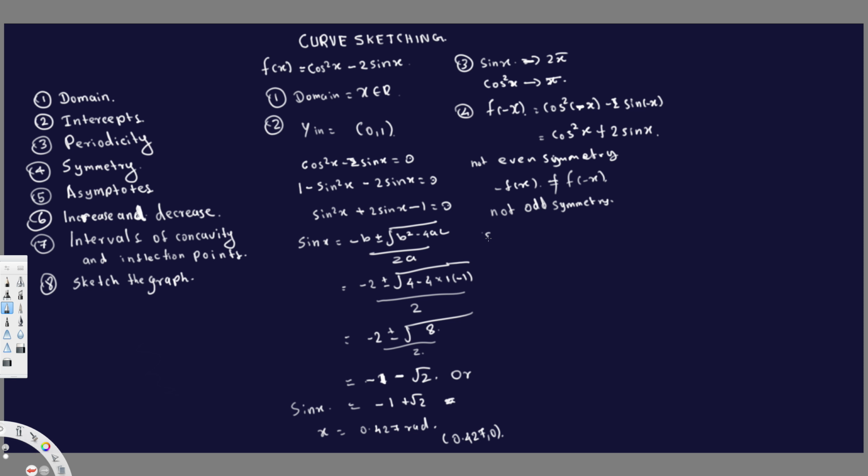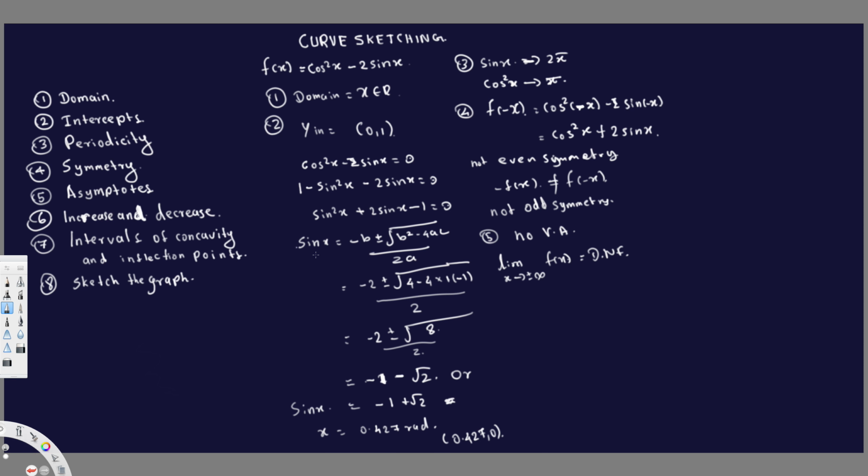Next thing is we have to find asymptotes. So first of all, let's see vertical asymptote. To find the vertical asymptote, I have to set the denominator to 0, but in this case we don't have any denominator, so there's no vertical asymptote. To find the horizontal asymptote, I set the limit as x approaches plus or minus infinity of f of x. It does not exist in this case, therefore this does not exist.